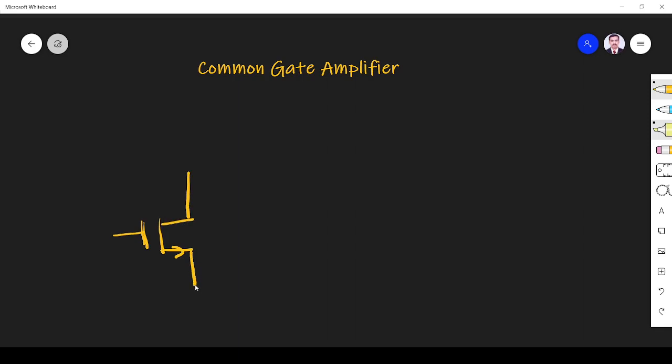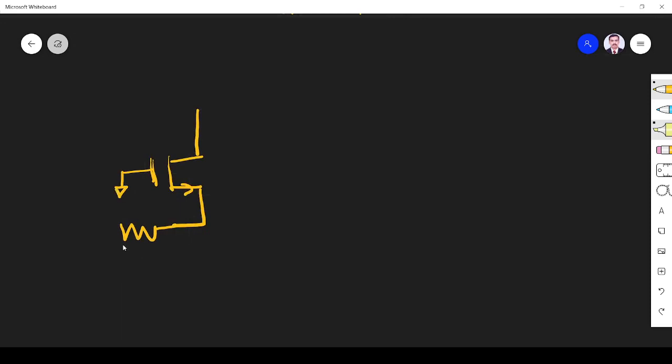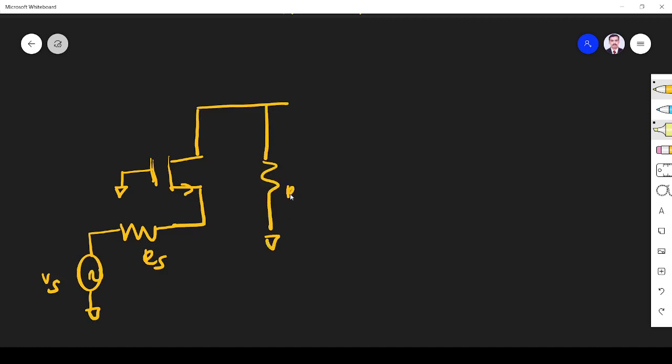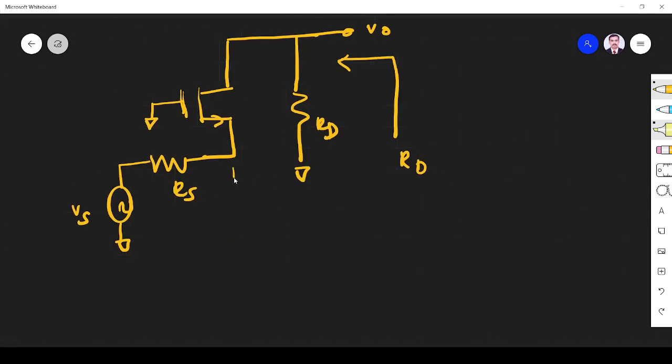This is the NMOS. The gate is grounded because it is common gate. This is RS. This is VS. Here I have the output. This is RD, the drain resistance. Here I take the output, the output resistance RO, and here I take the input VI. The resistance across the input terminal is the input resistance.